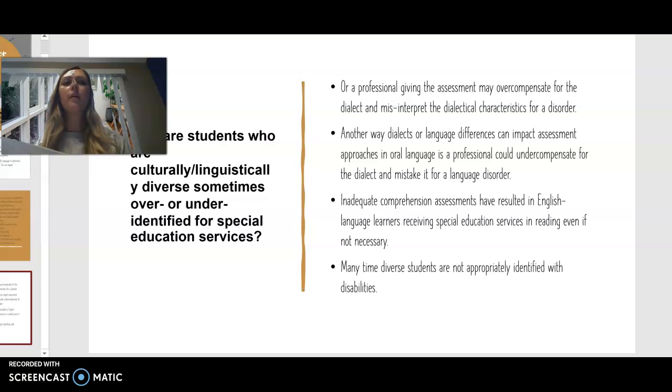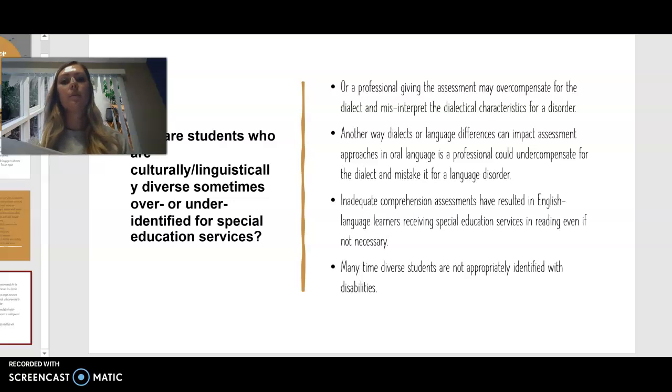They need to be assessed in their first language to show whether it truly is a reading disorder or not. And many times diverse students are not appropriately identified with disabilities because professionals might assess things incorrectly, and again, maybe overcompensating, thinking, well, this is just language, they need that ELL, but possibly there is a disorder.